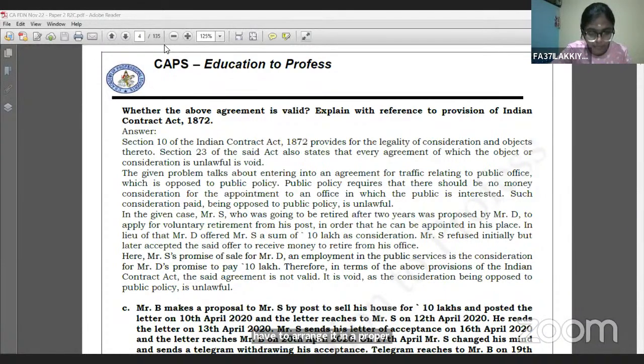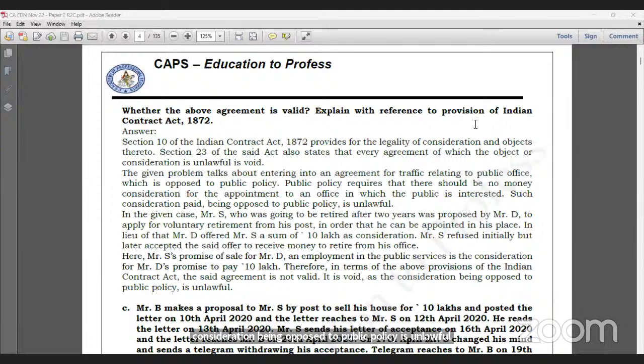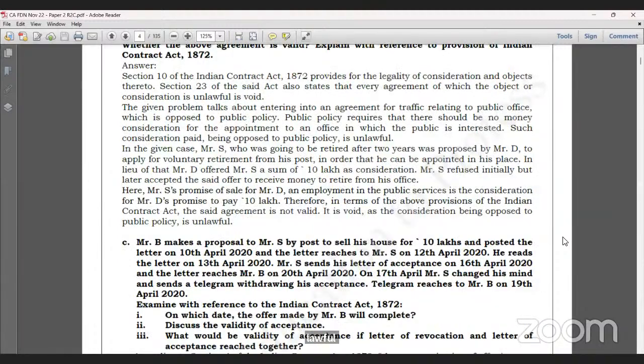Mr. D offered a sum of rupees 10 lakhs as consideration. Mr. S refused initially, but later accepted the said offer to receive money to retire from his office. Here, Mr. S's promise of sale, and Mr. D's employment in the public service is the consideration for Mr. D's promise to pay rupees 10 lakh. Therefore, in terms of the above provisions of the Indian Contract Act, the said agreement is not valid. It is void as the consideration being opposed to public policy is unlawful. Conclusion, Mr. S cannot enforce the contract because it is null and void.